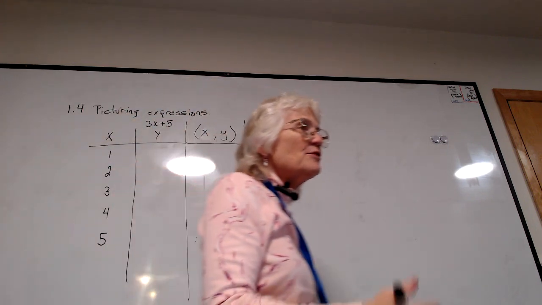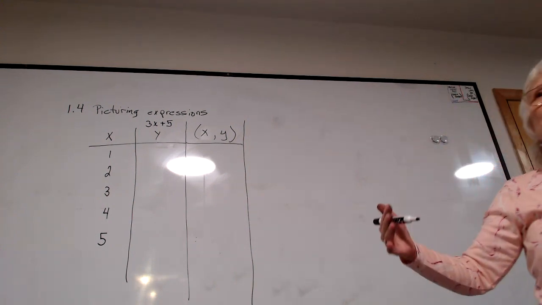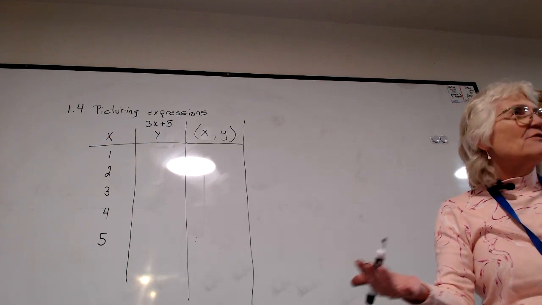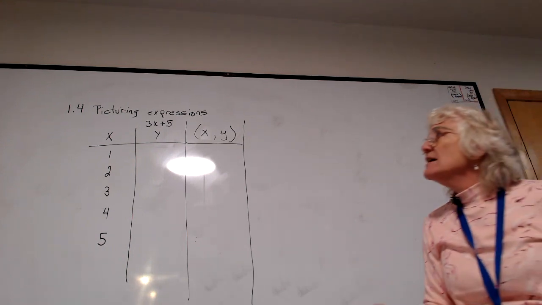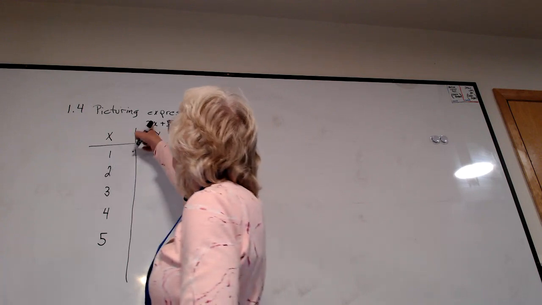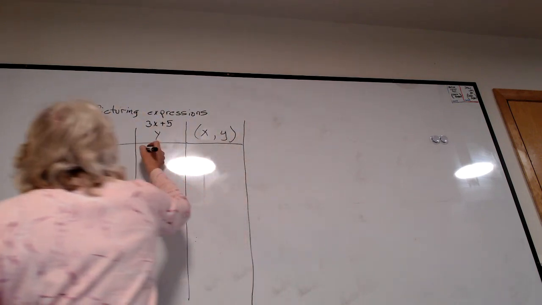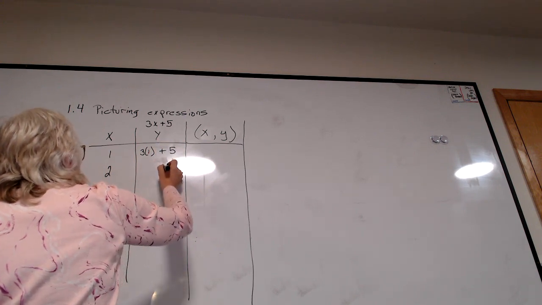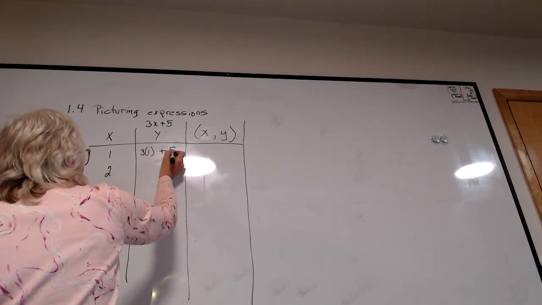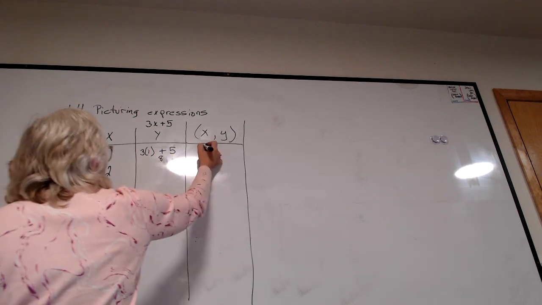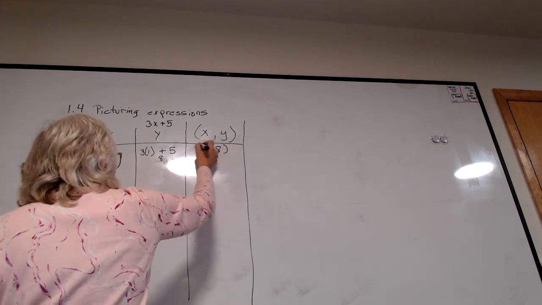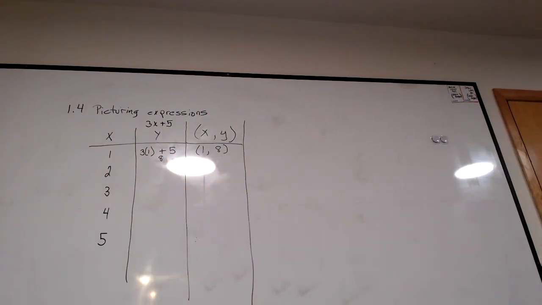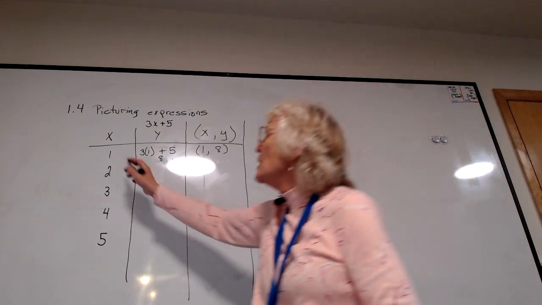So you're making a table that goes along with whatever situation you have. We made tables yesterday to go along with our situations. So we put that value in here. What you really have is 3 times 1 plus 5. That answer is 3 plus 5, which is 8. So my point is 1, 8 that I'm going to graph. Okay, so you're just evaluating the expression when x is 1.